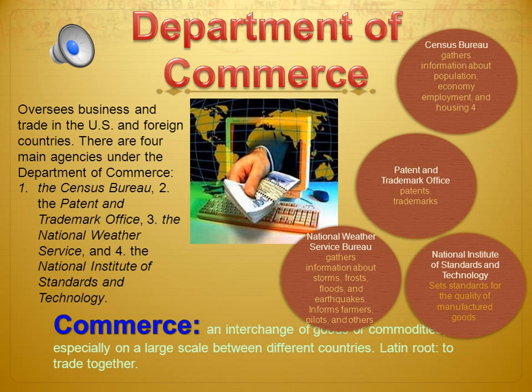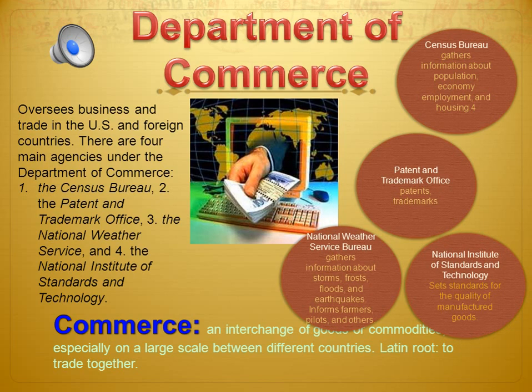Another one is the National Weather Service. It's under Commerce. They gather information about storms, frosts, floods, and earthquakes, and it helps protect farmers and pilots and other people who could be directly affected by the weather. Again, it's under Commerce, so that's interesting for you to take note.